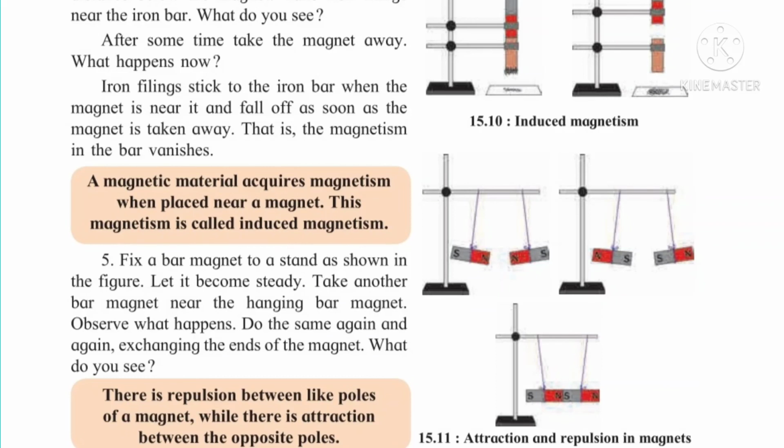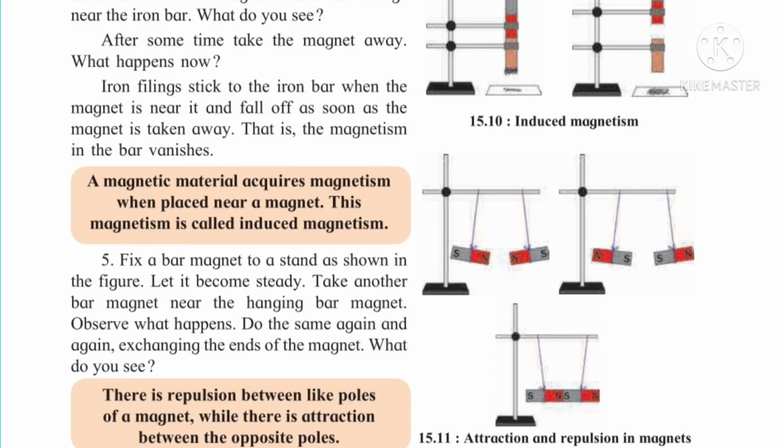Now let us see the fifth property. For that we have to take two bar magnets and hang them. Now if we keep the same poles, north pole of one bar magnet close to the other, we have to observe what happens. And then next we do the opposite poles, north and south pole, keeping them close. Then we observe what happens.